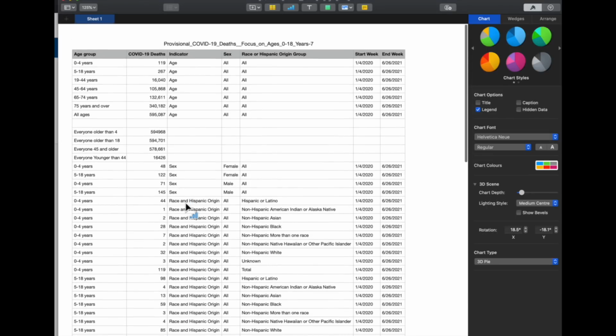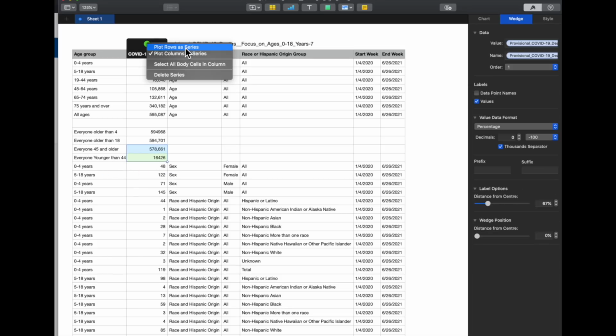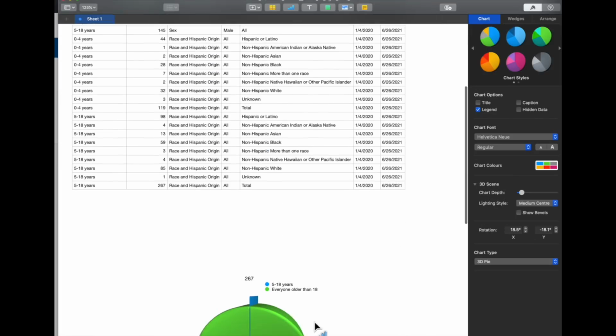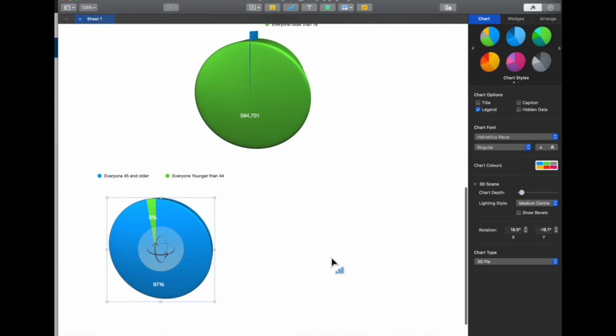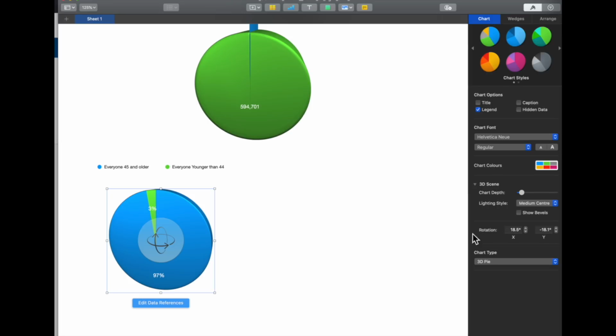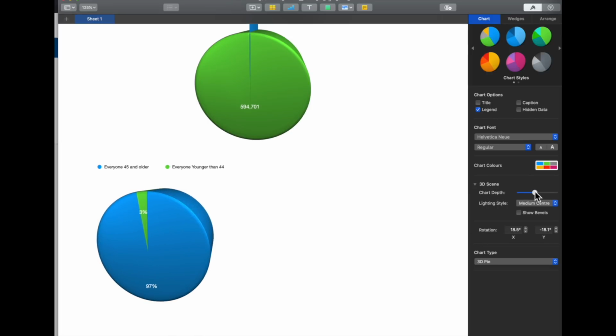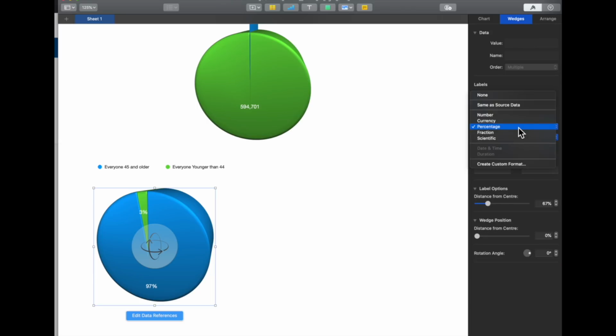Add chart data. I click on that. And we want to chart everyone 45 and older, and everyone younger than 44, and we tell it to plot the rows as series, and that should do it. Now we come down here, I can make the chart bigger, I turn on the bevels, and I want the wedges to not be percentages, I want them to be numbers.